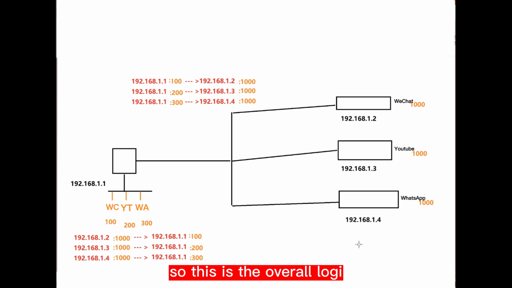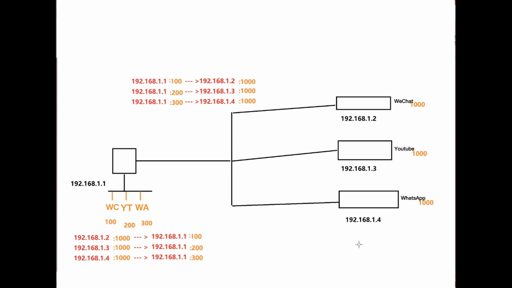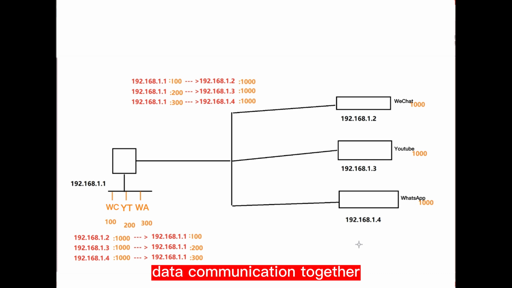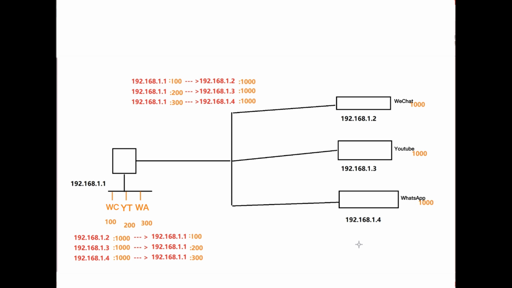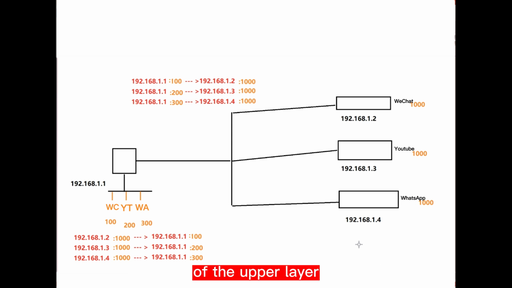So this is the overall logic of data communication. When we exchange data, instead of just taking one IP address and sending it over, we use the port corresponding to the application plus the IP address. This combination is used for data communication together. For the peer device, communication and visits are equal. This is the data communication I told you about here. We will deal with layer 4 in the future, which is actually more about passing the application data of the upper layer.